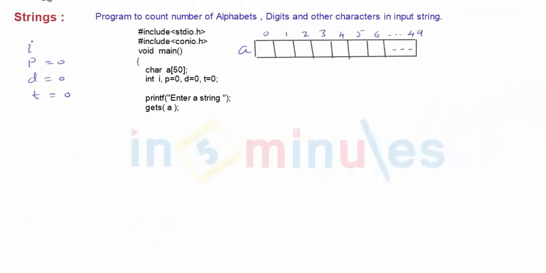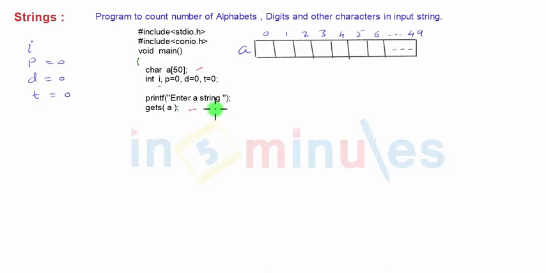Partly we have discussed the logic, how we are going to work with this program. Now first we need to define a char array of size 50 which has A0 to A49, 50 characters. We have defined I as an index variable for looping, P for the alphabet counter, D for the digit counter and T for the other counter, all set to 0. Then using gets we'll input the string.